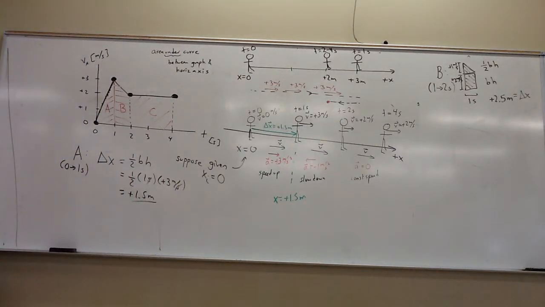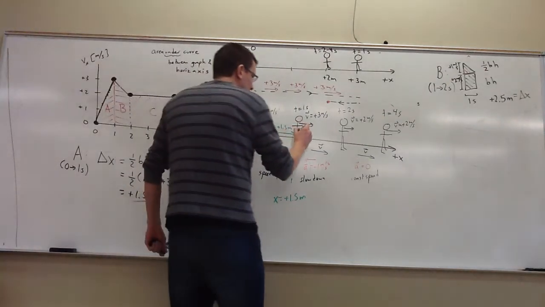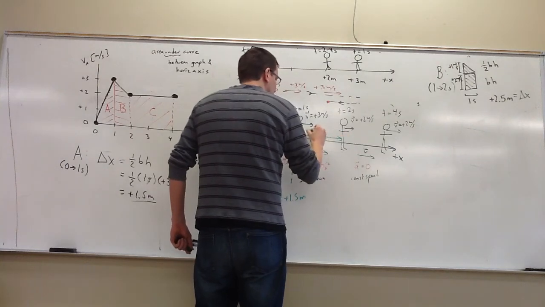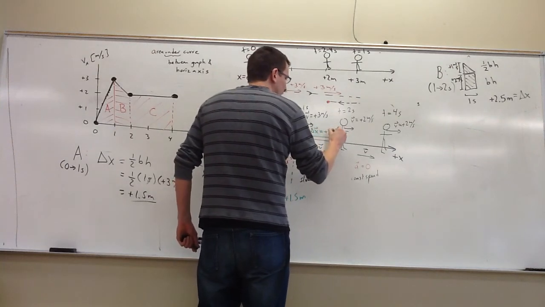So based on the velocity information during this time interval, I've been able to conclude that the displacement is plus 2.5. So I'll go ahead and sketch that in here. That's displacement is plus 2.5 meters.